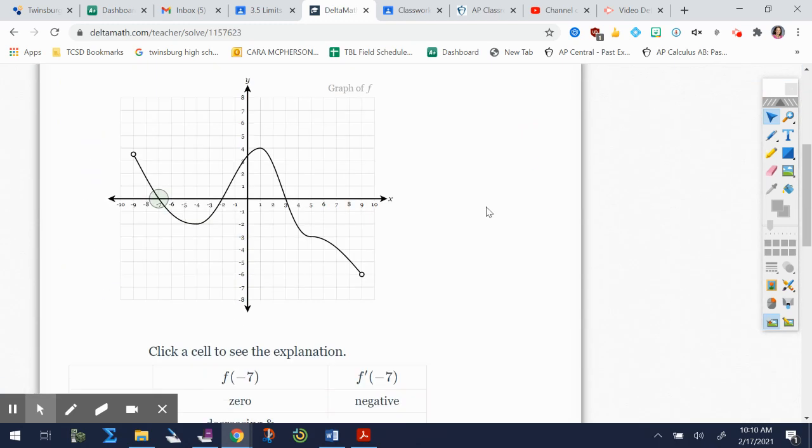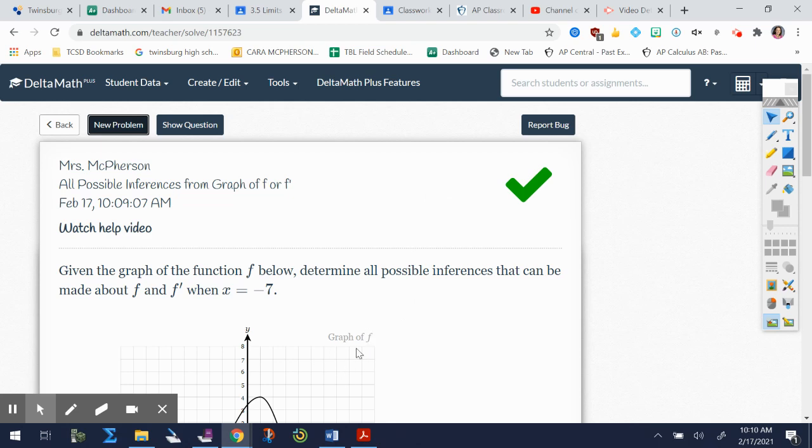So that's what you're doing with those. Please take your time and see what you're actually looking at if you're looking at an original function or a derivative function.